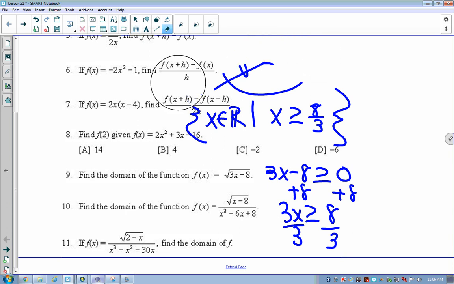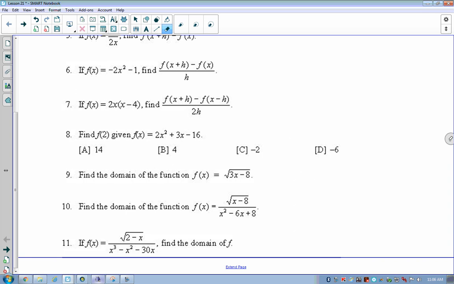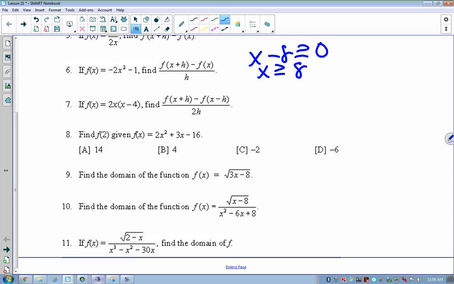Okay. All right. So you need to remember rule number 1 for domain is that no negatives in a square root. Rule number 2 is no zeros in the denominator. Why? Because I can't divide by 0. So that's what applies whenever we look at 10 and 11. I have to work out both of those rules. So I start with the numerator. x minus 8 has to be greater than or equal to 0. So x has to be greater than or equal to 8, correct?